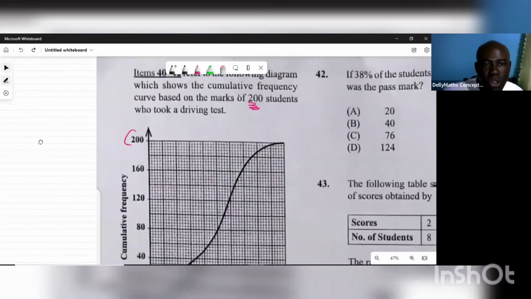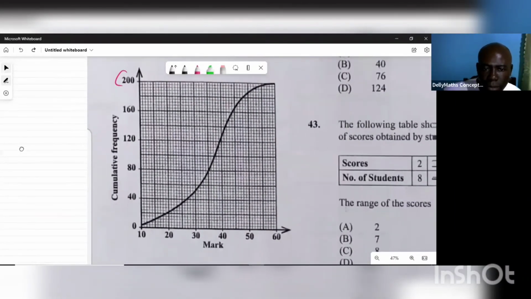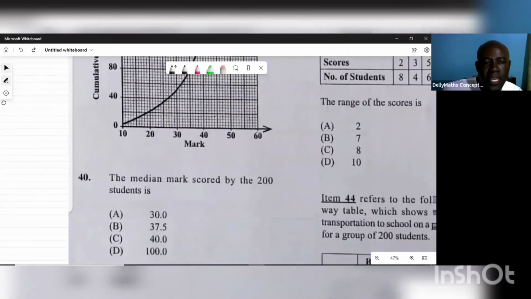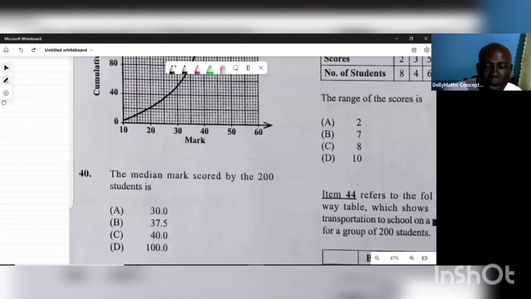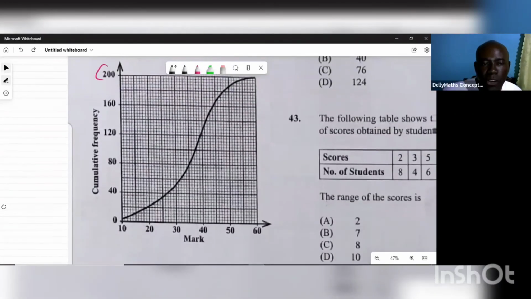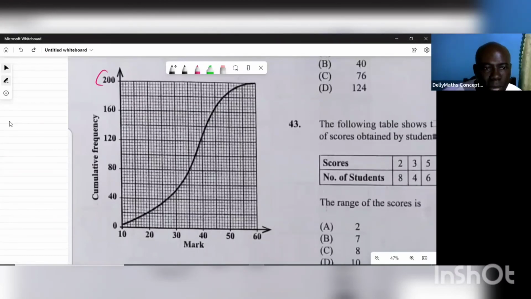All right, let us now look at the curve. Yeah, very good. We saw one like that in the marathon yesterday too. It says the median mark scored by the 200 students. I'm going to navigate now. Probably I'll use a nice line to assist us. But the median means that you find the middle, and that's what we call Q2. So it's the median, the middle.